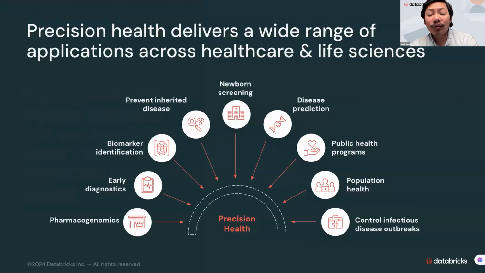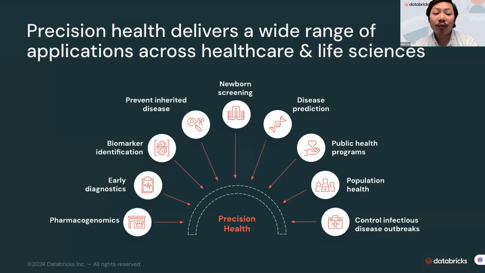And that's because we think that we can actually utilize this data, with the patient longitudinal journey, to get a better view of precision health. And it's going to deliver a wide range of applications across the entire healthcare and life sciences space today. So utilizing that data, we can look at pharmacogenomics. So we can look at how we can see the interplay between different biomarker data. So biomarker identification with different disease states and phenotypes.